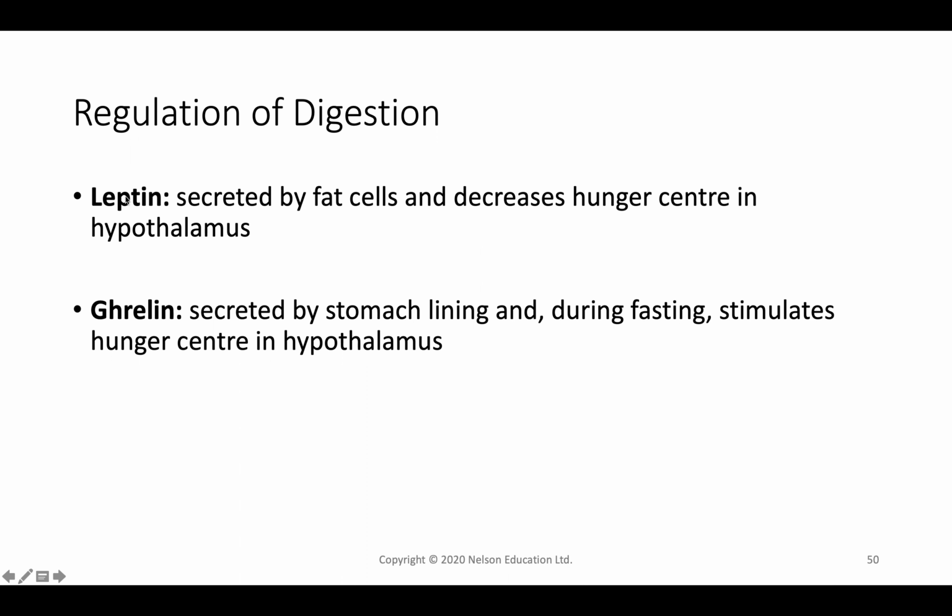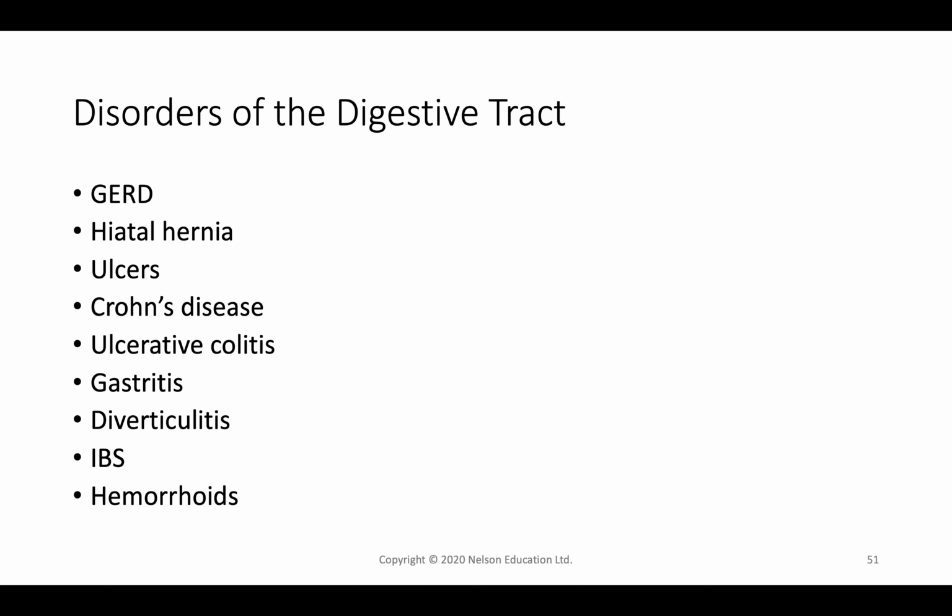So leptin is something that's secreted by fat cells, and it's going to decrease the hunger center in the hypothalamus. So what does that mean? If you have a ton of fat cells in your digestive tract, it's going to say, I'm not really hungry right now. I'm still working on the fat, right? So we also have ghrelin, which is secreted by the stomach lining, and also is going to be increased during fasting, which is going to stimulate the hunger center in the hypothalamus. So again, the hypothalamus is a region of the brain that is going to control whether or not you feel hungry.